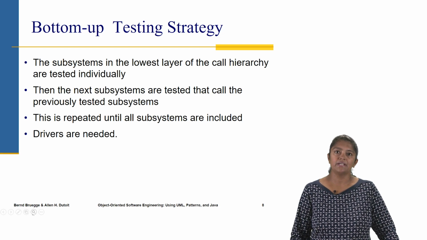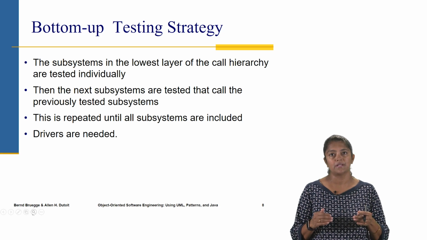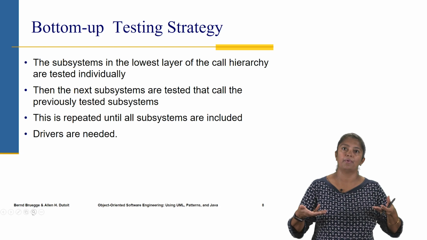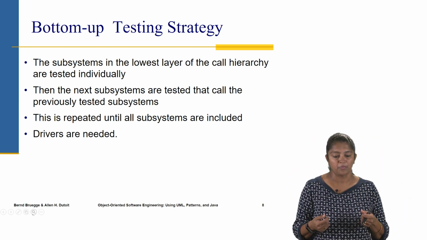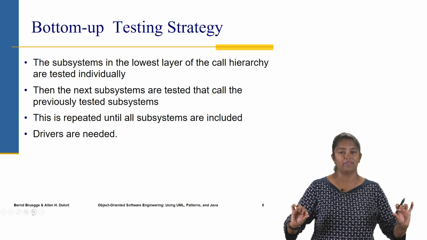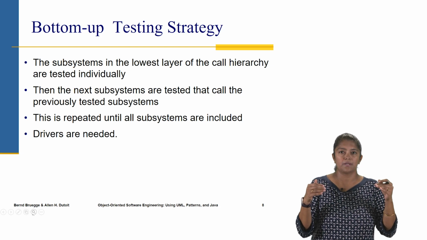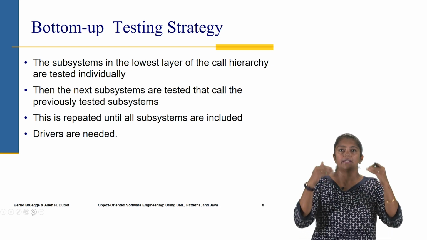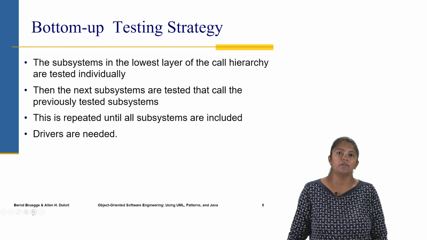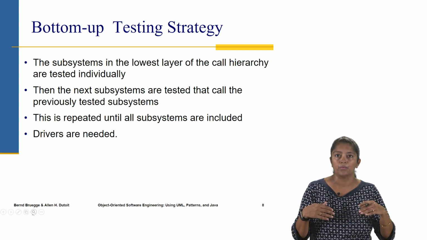Bottom-up testing strategy. In this strategy, the subsystems that are in the lowermost layer of the hierarchy are the ones that are individually tested first. So we're going to start at the bottom and then work our way upwards. Once all of the systems at the lowermost level are tested individually, then we include the next subsystems from the next layer, and then we keep working our way up.